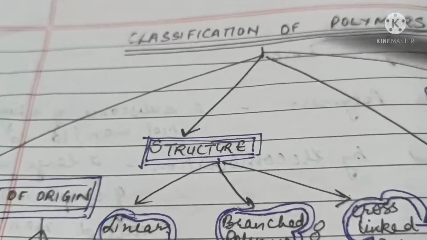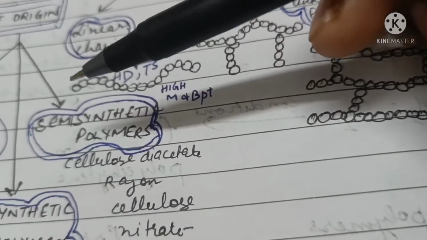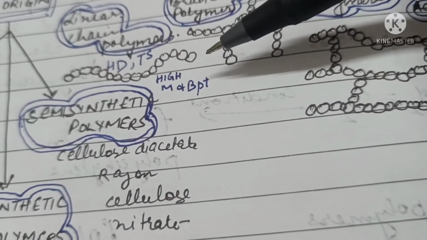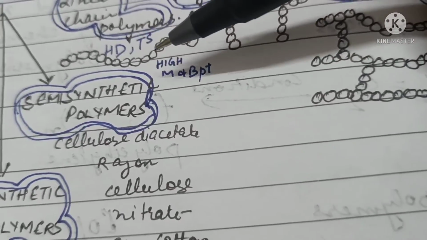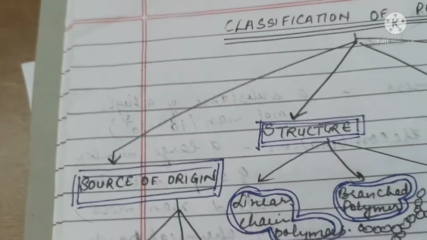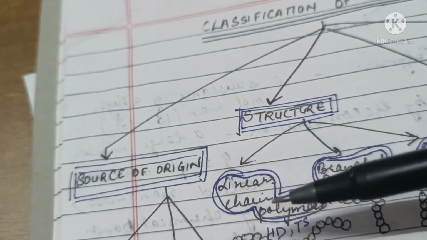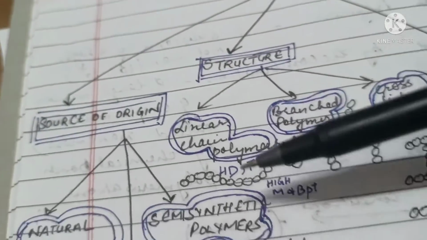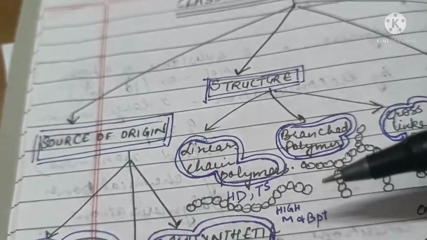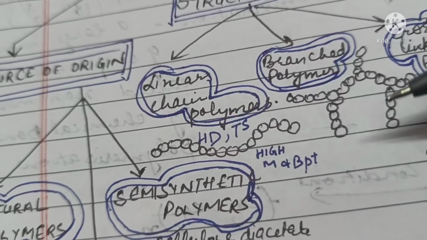We can also classify polymers on the basis of structure. If they consist of a single linear chain, then such are called linear chain polymers. In this case, the monomeric units are linked to one another to form long linear chains. The chains are placed one on top of the other, so they are closely packed. So they have high density, high tensile strength, and also high melting and boiling points.